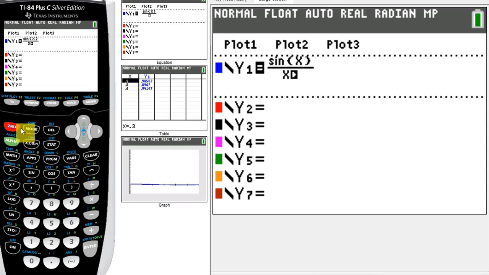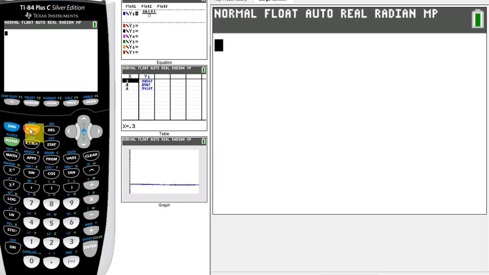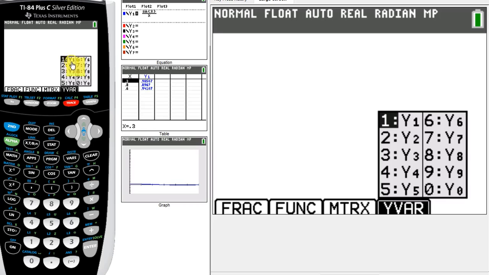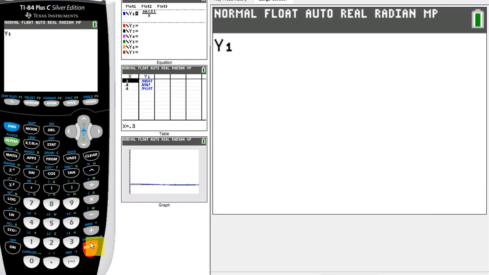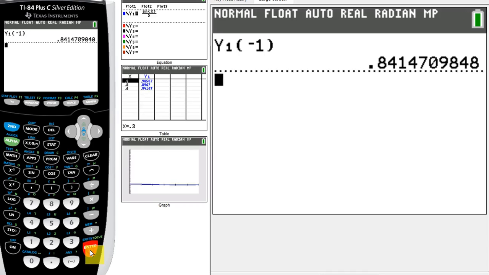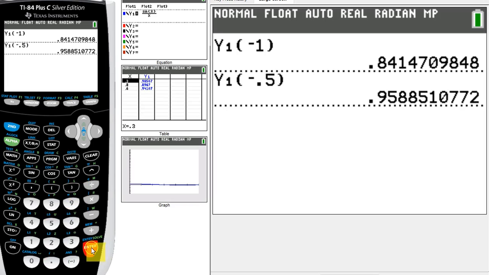Now there's a couple of different ways you could do this, but I'm going to go to my home screen here. If I simply hit alpha and trace, I can pull up my equation because I graphed it in y1. Then I'm going to tell my calculator to do the value at x equals -1, and it's going to calculate 0.8414. I can do that again, alpha, trace, y equals, and calculate at -0.5. That was my second value. You'll notice it jumped closer to 1 from there.